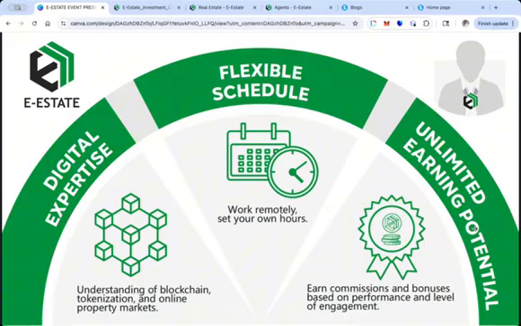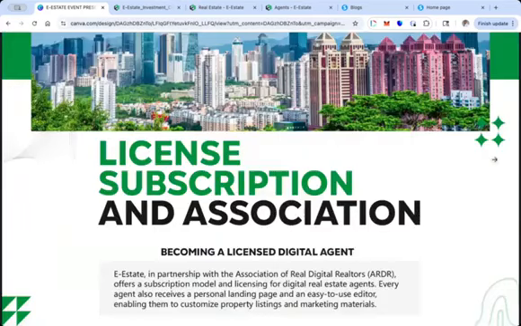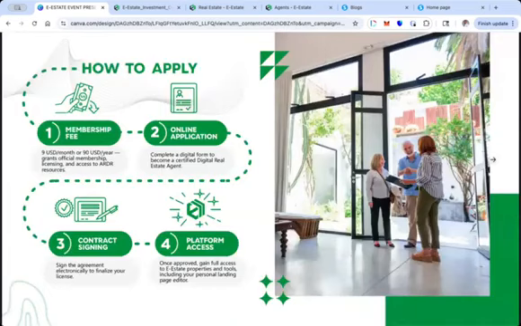Now, because this is an unlimited opportunity, you get to earn unlimited income as well. And I'm going to show you how that works. See, in order for you to become a digital real estate agent, you do have to have a license subscription, but it's not in the traditional way. Through the ARDR, you're going to get your license, but it's only $9 for you to pay for your first month of licensing, and it's $9 a month after that if you want to do that, right?